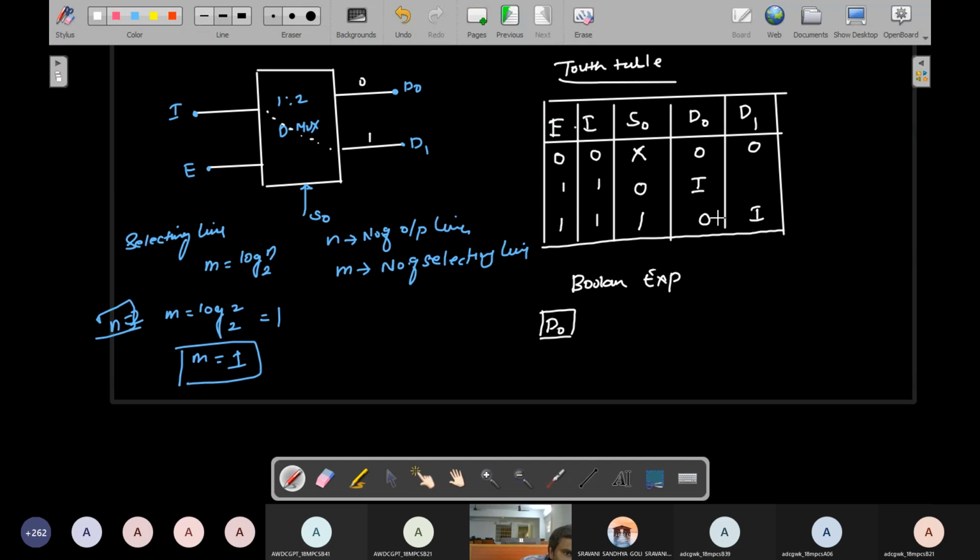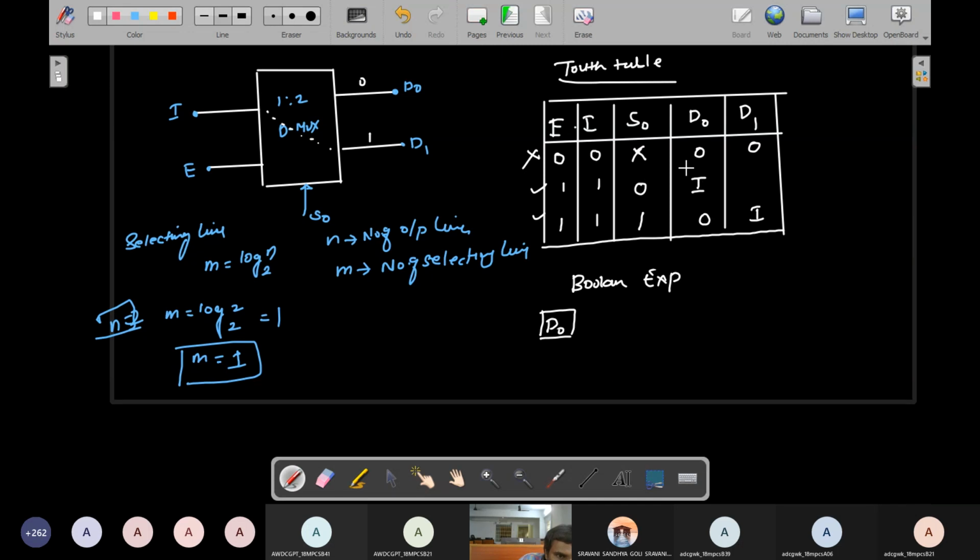This output right now I'll write D naught. So in the D naught case, use these two cases only. You neglect this case, only use these two cases. See here, the selecting lines. See the selecting line. This is actually enable is high. After that, S naught is 0 and D naught is high.